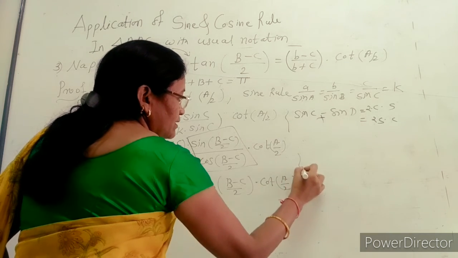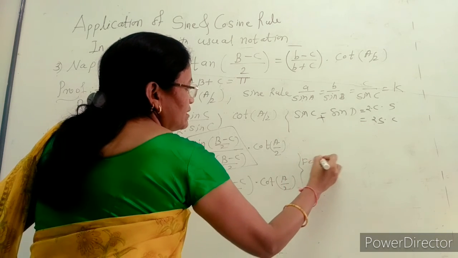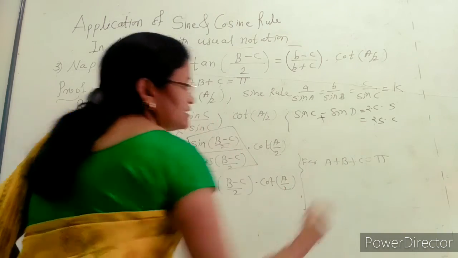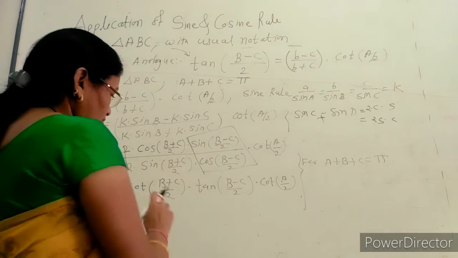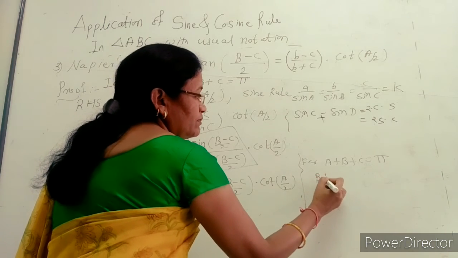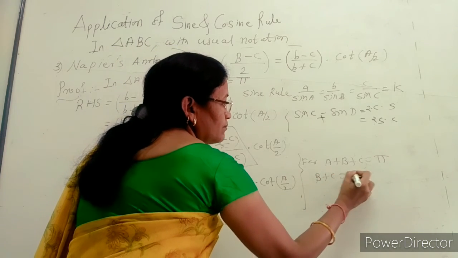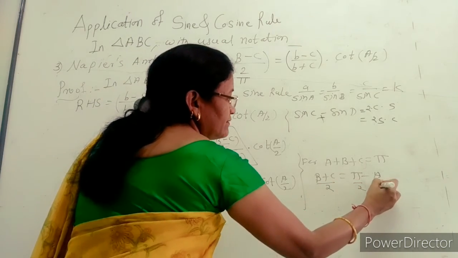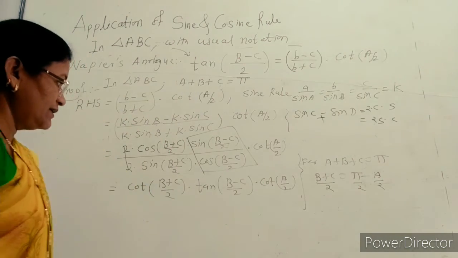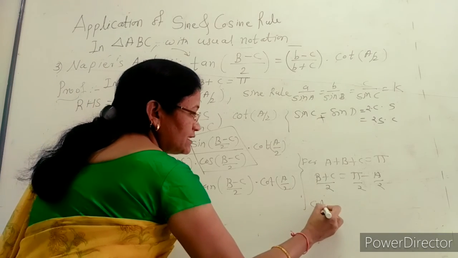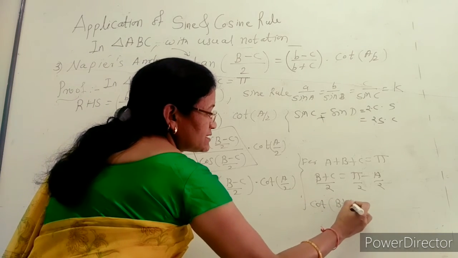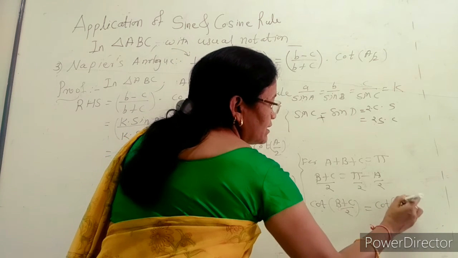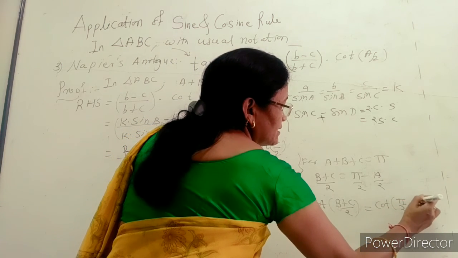Now take A plus B plus C equal to pi, because this is the property of a triangle. Now we have to find B plus C. B plus C is equal to pi minus A. Taking its half angle, we get pi by 2 minus A by 2. We take its cot: cot of (B plus C) upon 2.